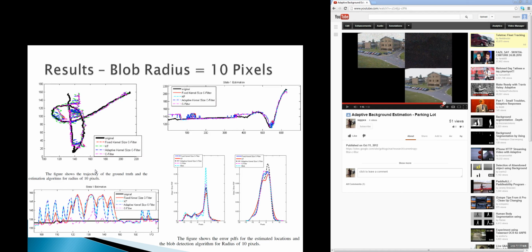We use the blob detection with 4 different radii: 10 pixels, 15 pixels, 20 pixels, and 25 pixels. We obtain the best results for 10 pixels.